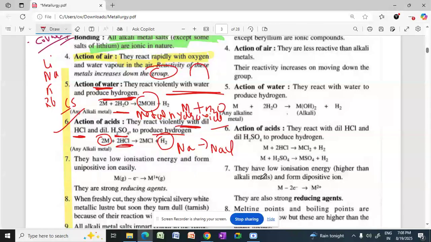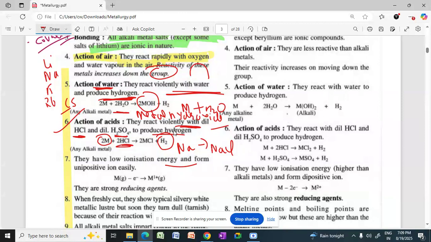Ionization energy is the energy required to remove an electron from the outermost shell. Your alkali metals have low ionization energy. If I'm saying they have low ionization energy, it simply means that the electron can be easily removed, right? They have one electron in the outermost shell, and they can easily remove that particular electron.